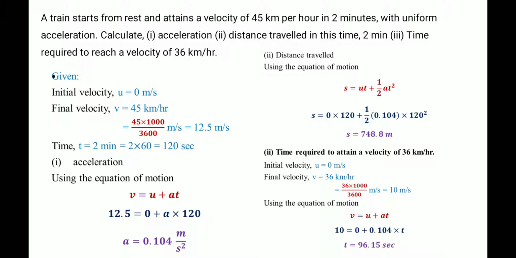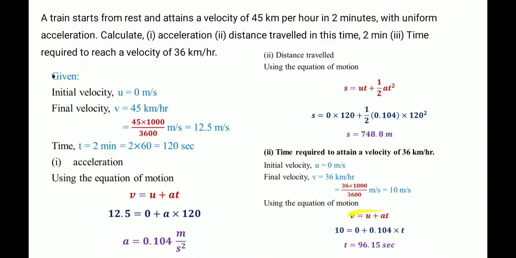Then after that, they are asking us to find the time required to attain a velocity of 36 km per hour. So here it is not 45 km per hour. They are giving the final velocity as 36 km per hour. So what is the time? They are asking us to find the time required to attain this speed. In order to convert it into meter per second, we will get the value as 10 meter per second. So here we need to find the value of time.